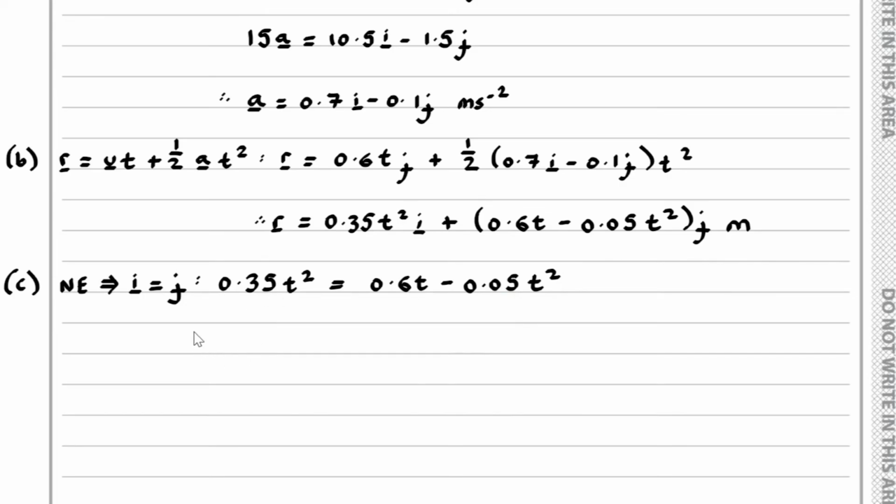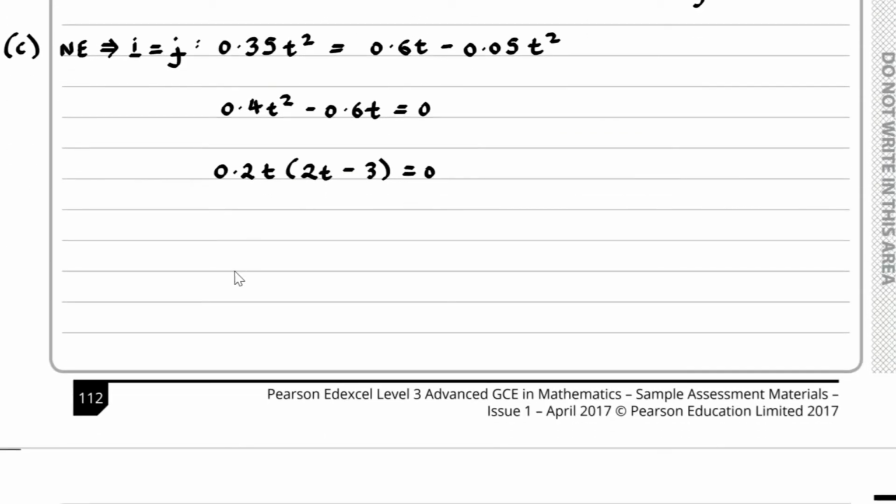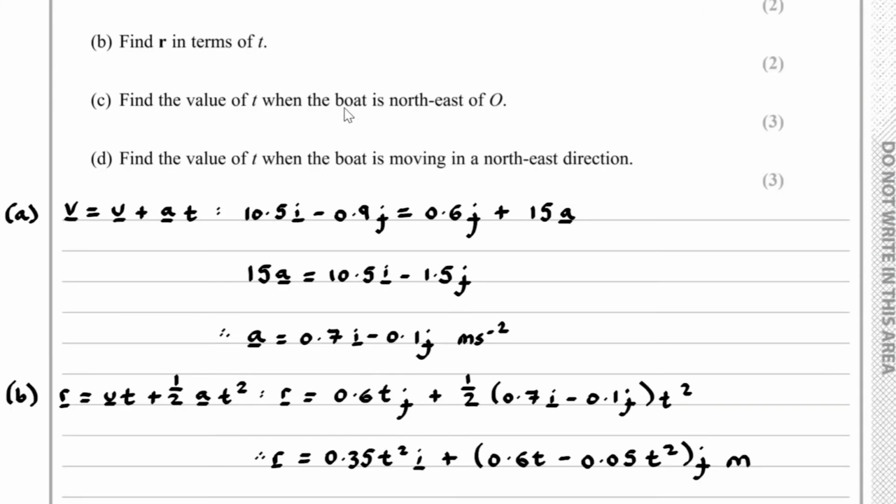So I can gather everything over to one side, leaving me with 0.4 t squared minus 0.6 t equal to 0. Factorize out a 0.2, so I've got 0.2 t times 2t minus 3, that's equal to 0. So from here t is either equal to 0 or 1.5, and so therefore t is equal to 1.5 seconds when the boat is northeast of O. And now we have to find the value of t when the boat is moving in a northeast direction.